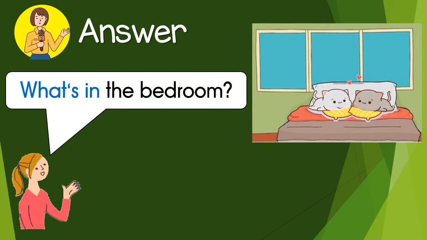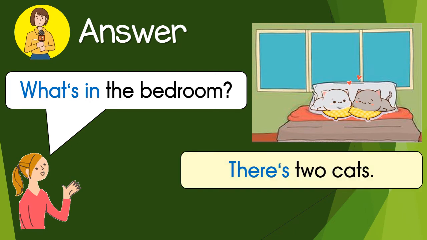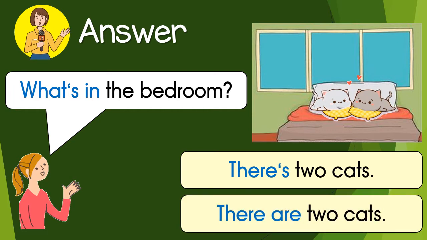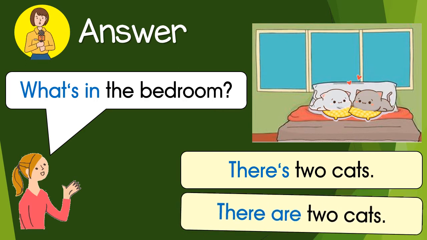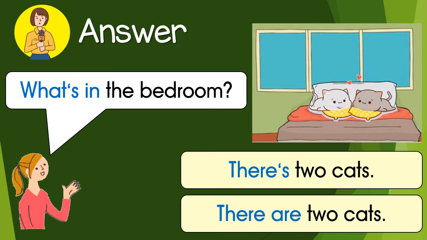What's in the bedroom? Apa di dalam bilik tidur? What do you see? I see 2 cats. There's 2 cats. There are 2 cats. Can you choose the correct answer? Good job! The answer is there are 2 cats.